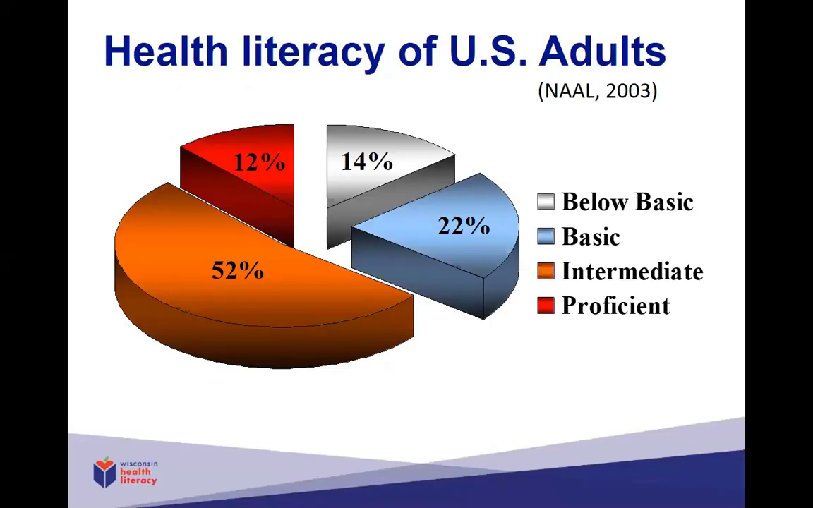Keeping that in mind, we like to look at health literacy and try to get a sense of the scope. This information is from the NAAL study, the National Assessment of Adult Literacy, back in 2003. We're really trying to get more statistics and up-to-date information. But back in 2003, we can see that those below basic or at the basic literacy levels make up that 36% circled here. So that's 1 in 3 adults in the US struggling with low health literacy.